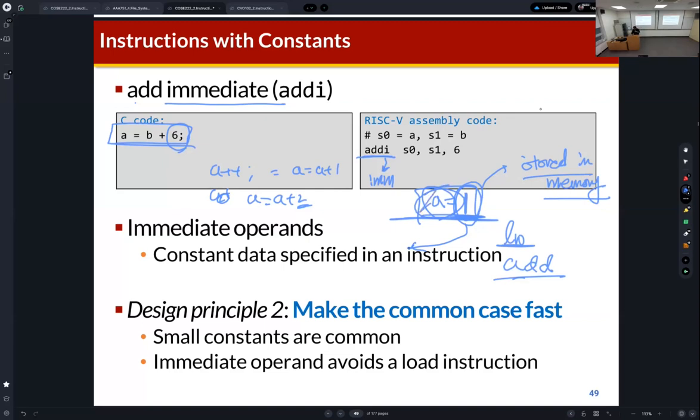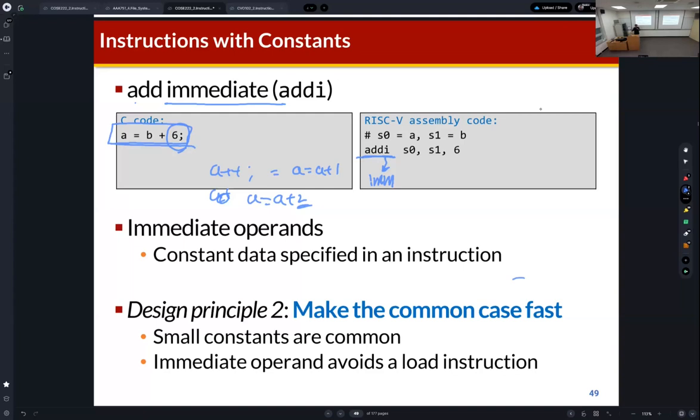Right? So in this case, instead of storing this small constant number in the memory, we can just store this small constant number in the instruction format. And what's the benefit? So this is the addi instruction. This addi instruction also uses three operands. This is the destination, and these are the sources.